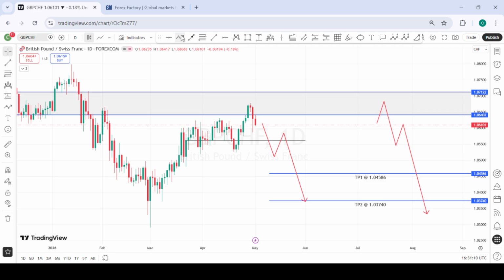This can only be invalidated if price makes its way above this zone and then continues to the upside. So we are very bearish on GBPCHF. We just have to be patient to see how it develops. Then we take our decision from there.